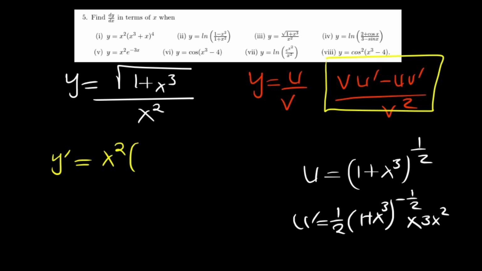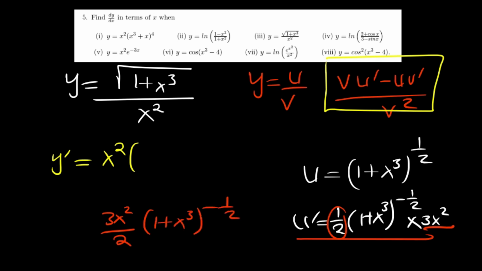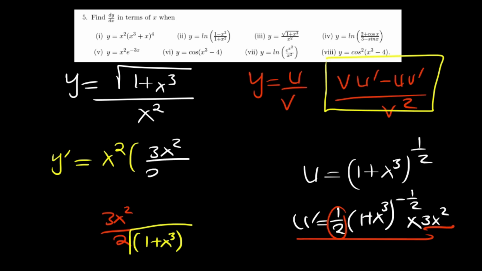So at that point, after simplifying this, we have 3x squared over 2, multiplied by the half, and then in the brackets we remain with 1 plus x to the power 3 raised to the power negative half. We know you can take that to the denominator so that you have a positive power. So we have 1 plus x to the power 3 raised to the power half. Positive half is the same as the square root. Therefore, our derivative becomes 3x squared over 2 root of 1 plus x to the power 3.